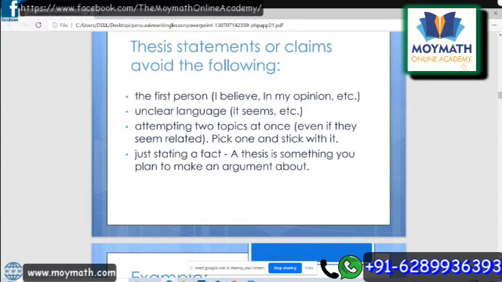Attempting two topics at once: pick one and stick to it. Just state a fact that this is something you plan to make an argument about. Now, suppose you ask a small child, do you love your mother or your dad? The child will be very diplomatic. He will say, I love both my parents. Okay, so that stand cannot be taken if it is an argument or a debate. Do you agree with me? Yes. You have to pick one and then stick on to it.